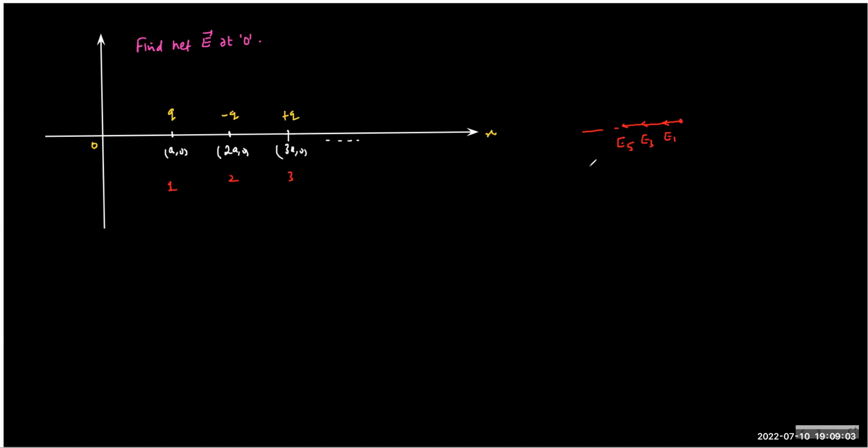Why? Because if you put a plus one charge here, or any positive charge, all odd positions will repel it to the left, isn't it? Are you getting my point? Yes or no?